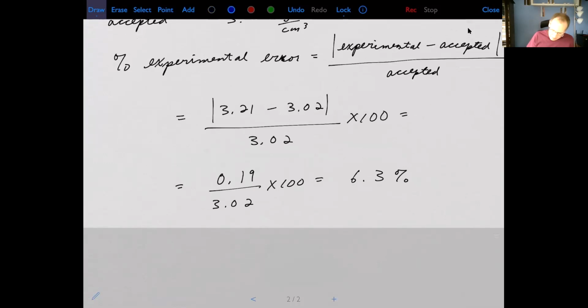So in this case, the percent experimental error was 6.3%. Not great, but not too bad, right? Remember, the lower, the better. And for percent experimental error, we can get exactly 0%, right? If your experimental value was exactly the accepted value, your percent experimental error would be 0%, and that's okay for error. Okay, again, hopefully that's review. This is something that we'll be computing multiple times this semester as well.